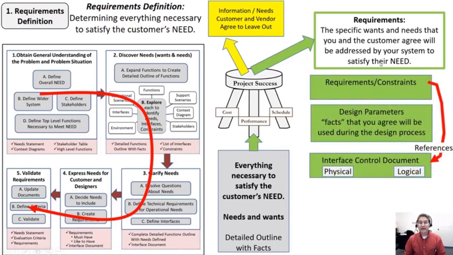And those requirements basically come in the form of formal requirements and constraints, design parameters, things that me as the designer and you as the customer agree will be in place that we can count on, and then our interface control document, our physical and our logical interfaces. Our requirements reference this so that these interfaces are binding just like the requirements are. So you see, that is the process that we went through to get the requirements that we use and that will drive us all the way through design.